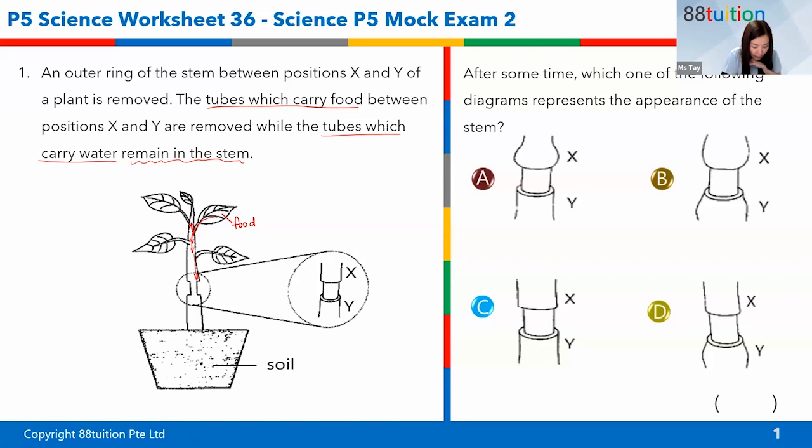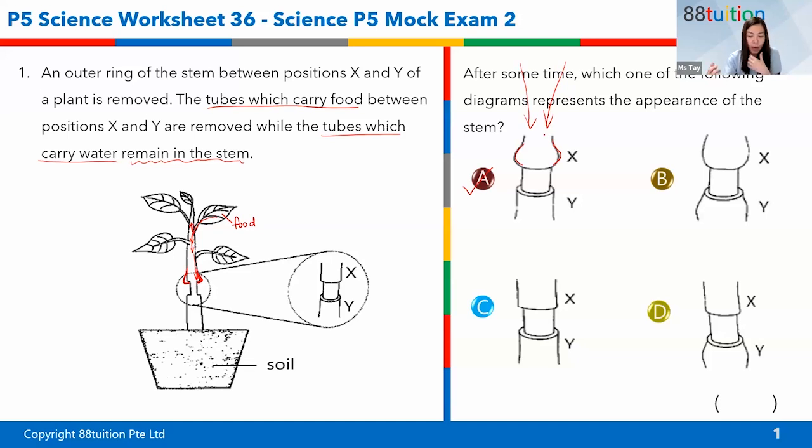Clear? Stuck there. So what will happen? This part will then swell up, becoming more and more swollen, because the food is actually stuck at this part. So this part of the plant will bulge out. How does it look like? The answer is actually A. It will bulge out over here because food is made in the leaf and then it comes downwards, right?